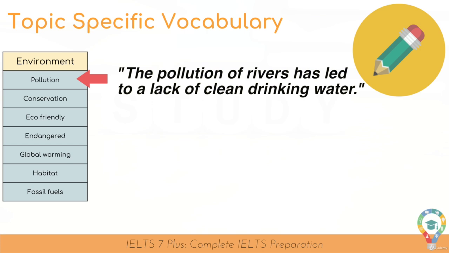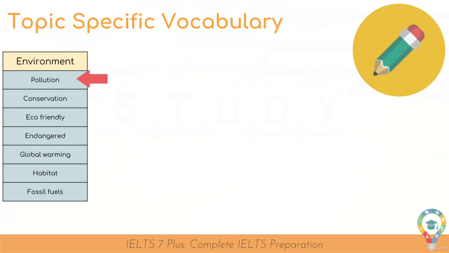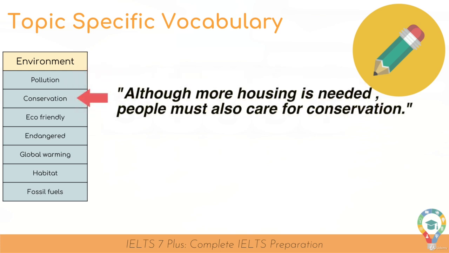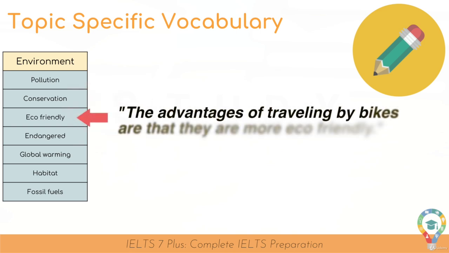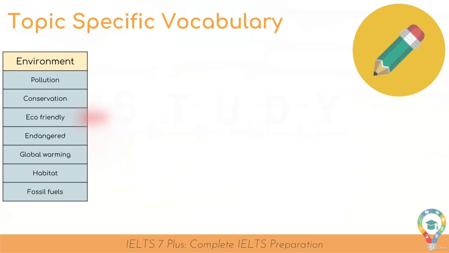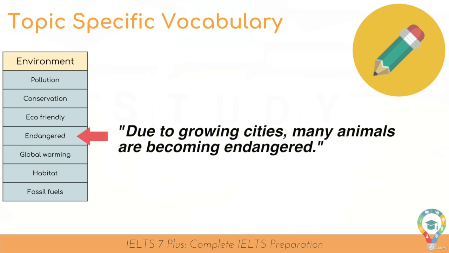The pollution of rivers has led to a lack of clean drinking water. Although more housing is needed, people must also care for conservation. The advantage of travelling by bikes is that they are more eco-friendly. Due to growing cities, many animals are becoming endangered.